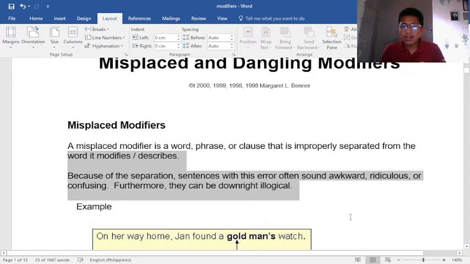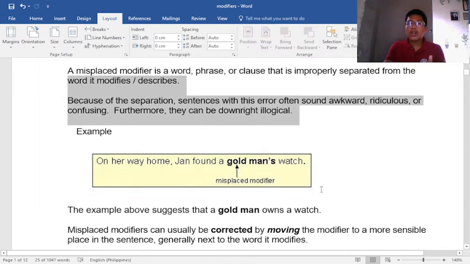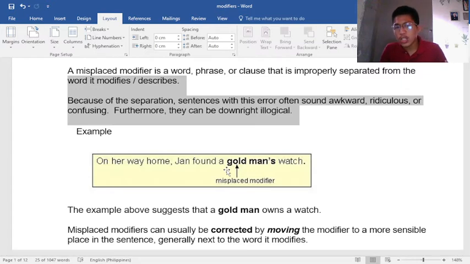In creating a certain statement, we use a certain noun, a certain adjective, or a certain phrase that defines or describes a certain subject. For example, here in our misplaced modifier, we have the sentence, on her way home, Jan found a gold man's watch. Okay? Our subject here is Jan. He is the person in this statement. Now, let's take a look and consider why this highlighted statement here, gold man's, became a misplaced modifier. Okay, let's try to realize. On her way home, Jan found a gold man's watch.